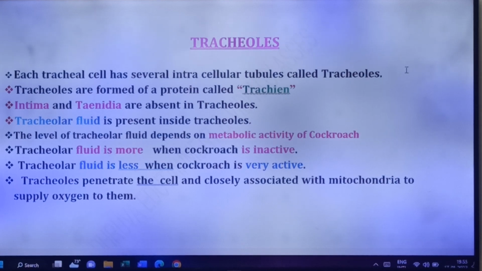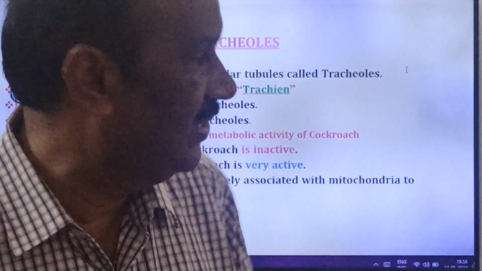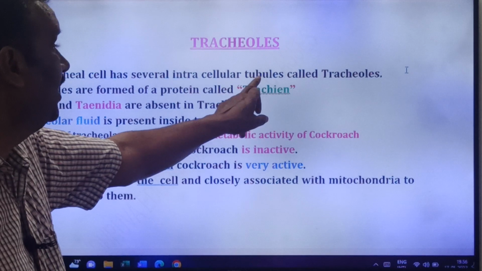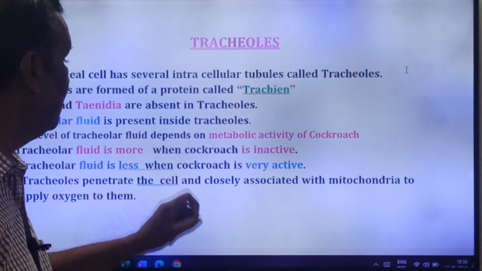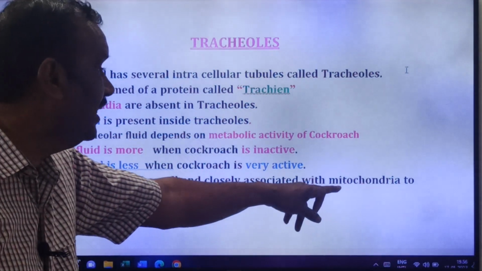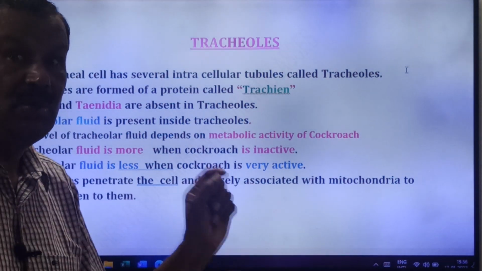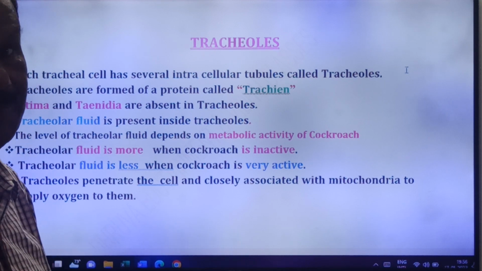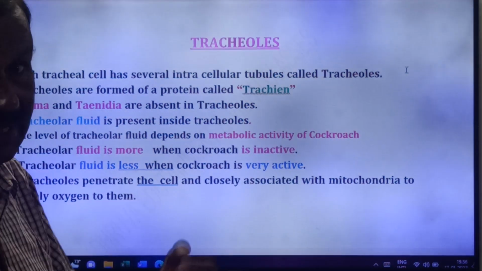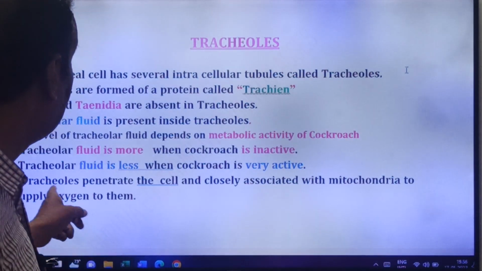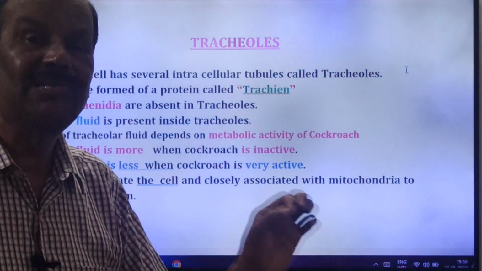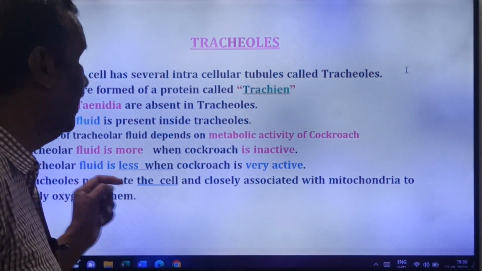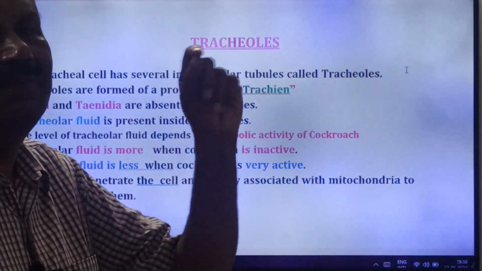Now, see, friends, last point. These tracheoles penetrate into the cell, because of which they are called what, friends? Intracellular tubules. They penetrate into the cell and are closely associated with mitochondria to supply oxygen to them. You know, friends, what are mitochondria? Mitochondria are the cell organelles, the powerhouse of the cell. So they produce energy. So these tracheoles penetrate the cell and directly associate with mitochondria to supply oxygen to the mitochondria.